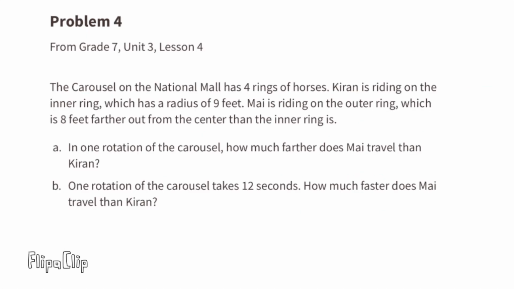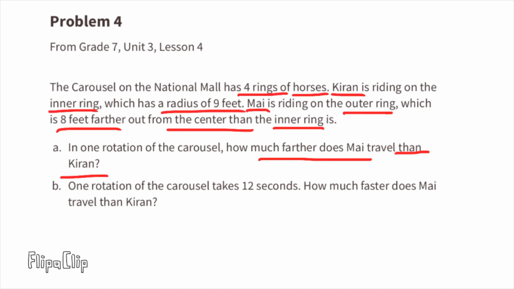Problem number 4 from 7th grade, Unit 3, Lesson 4. The carousel on the National Mall has 4 rings of horses. Kieran is riding on the inner ring, which has a radius of 9 feet. Mai is riding on the outer ring, which is 8 feet farther out from the center than the inner ring is. A. In one rotation of the carousel, how much farther does Mai travel than Kieran?